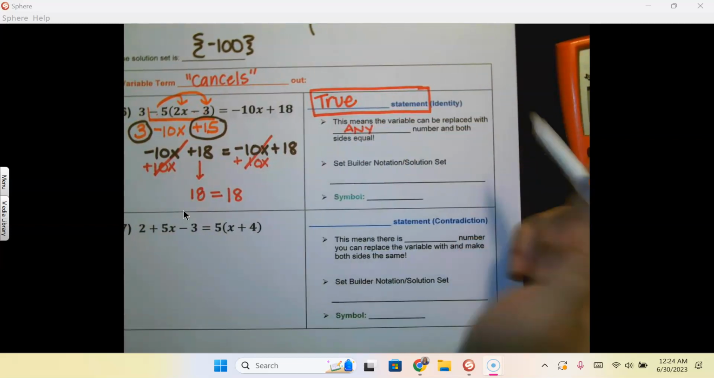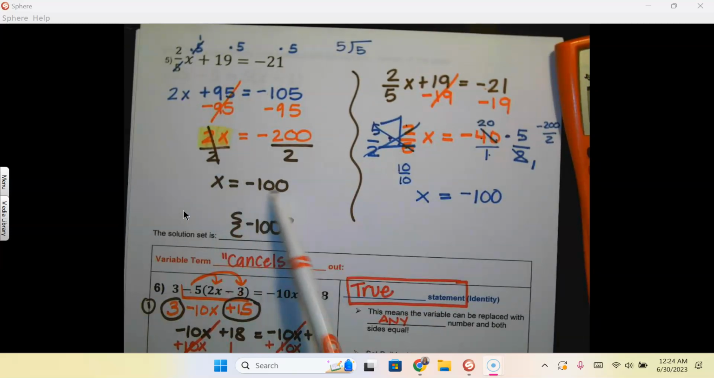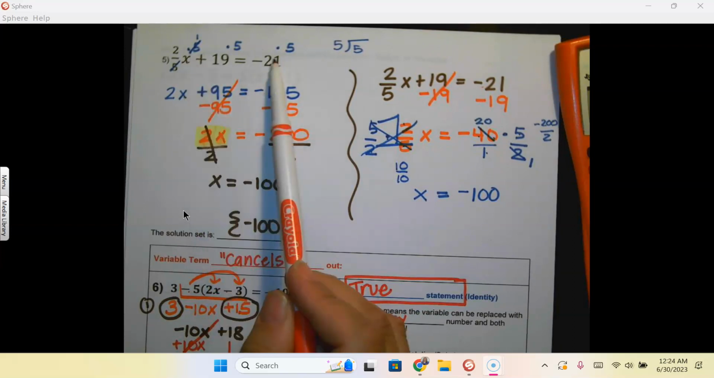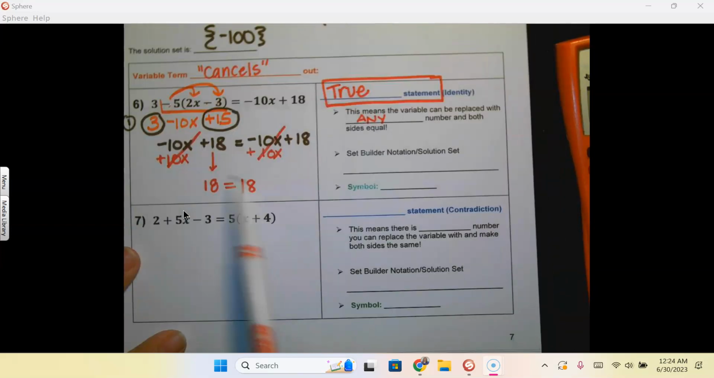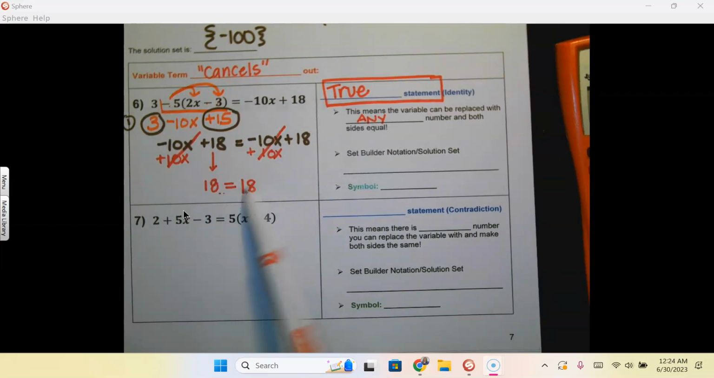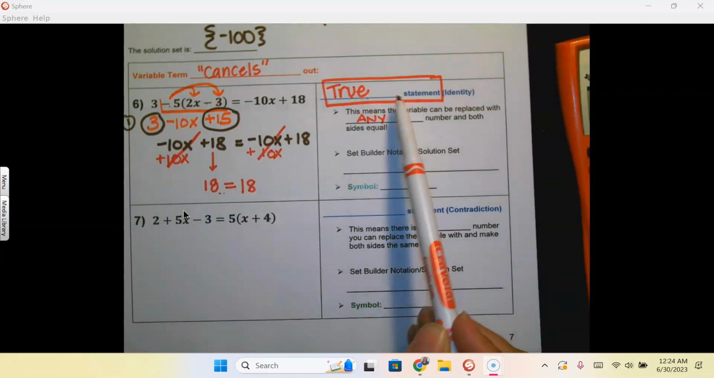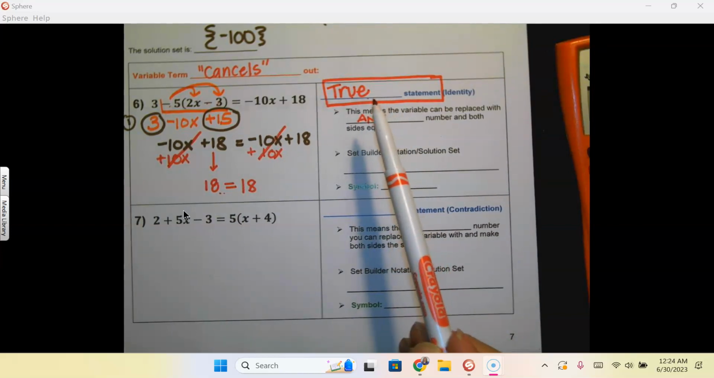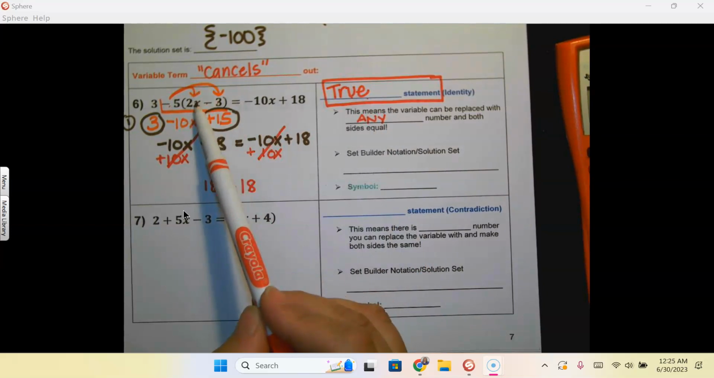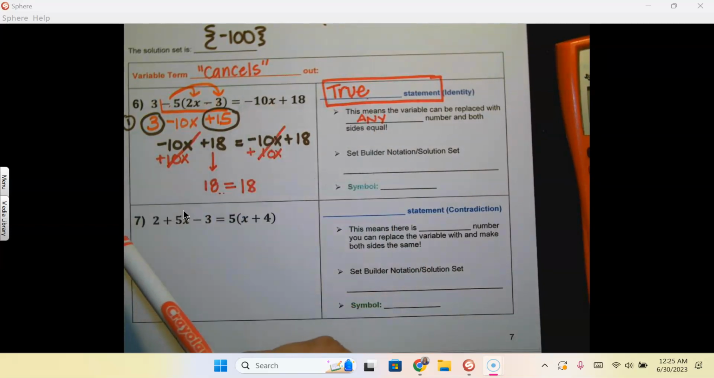So there isn't just one answer. Like this problem up here that we did, the answer was negative 100. That was the only number that if you replace it for the variable would make both sides equal. So when this happens and the variable cancels out and what's left is true, that means any number you want. So pick whatever number you want, and if you put it in here for the x's, it makes both sides work. So all real numbers are going to work.